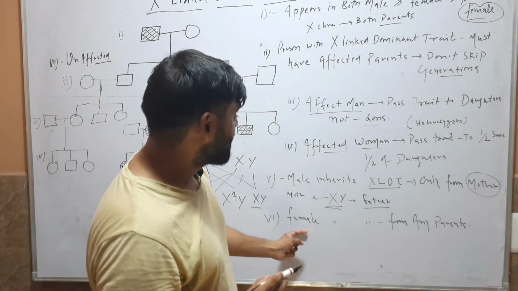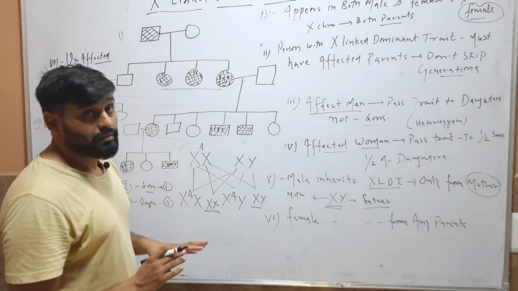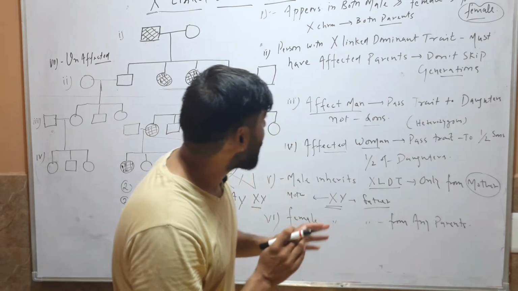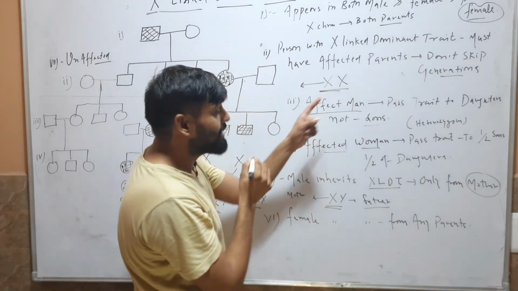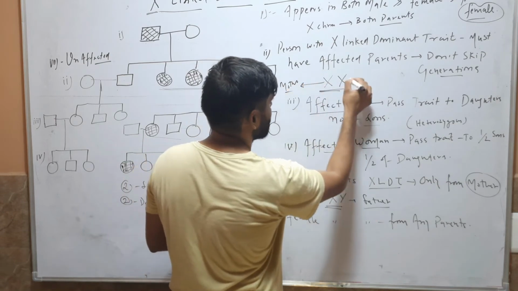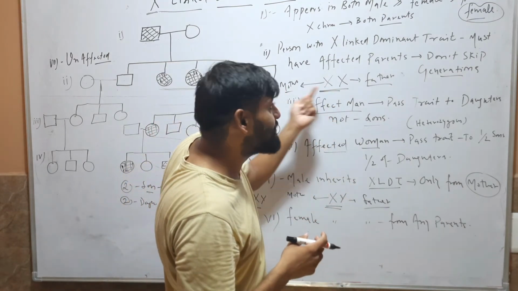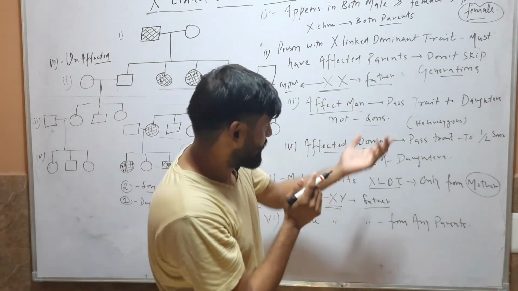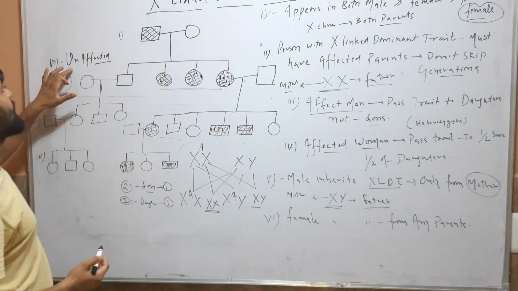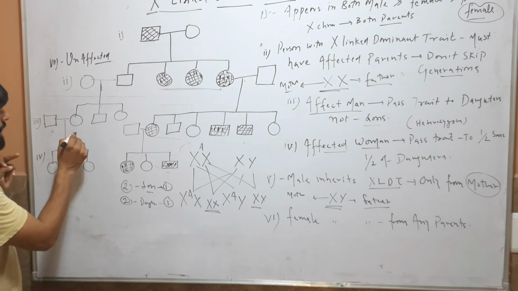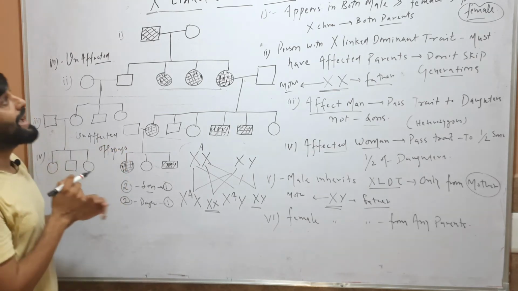Next is, female inherit X-linked dominant trait from any parent. Female can inherit that trait from any parent. Why? Because female have X and X, and one X female will get from mother and another will get from father. So if she takes one X from mother and one X from father, and either of them is affected, then she will be affected. So she can inherit from any parent. And the last one is, unaffected parents will always have unaffected offspring.